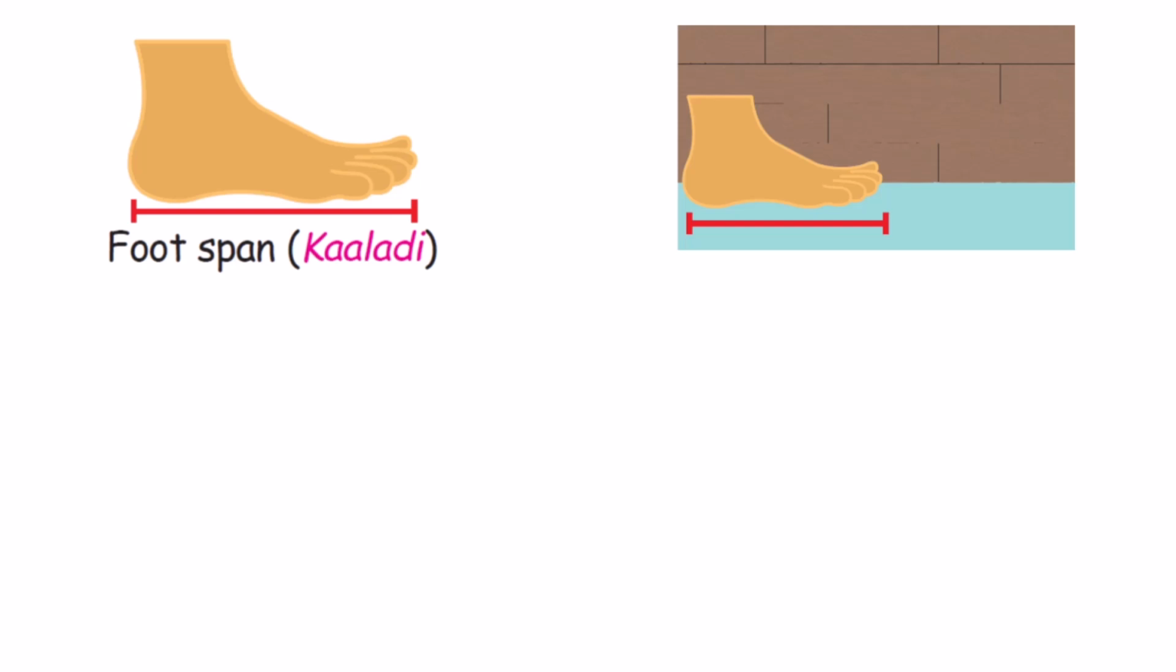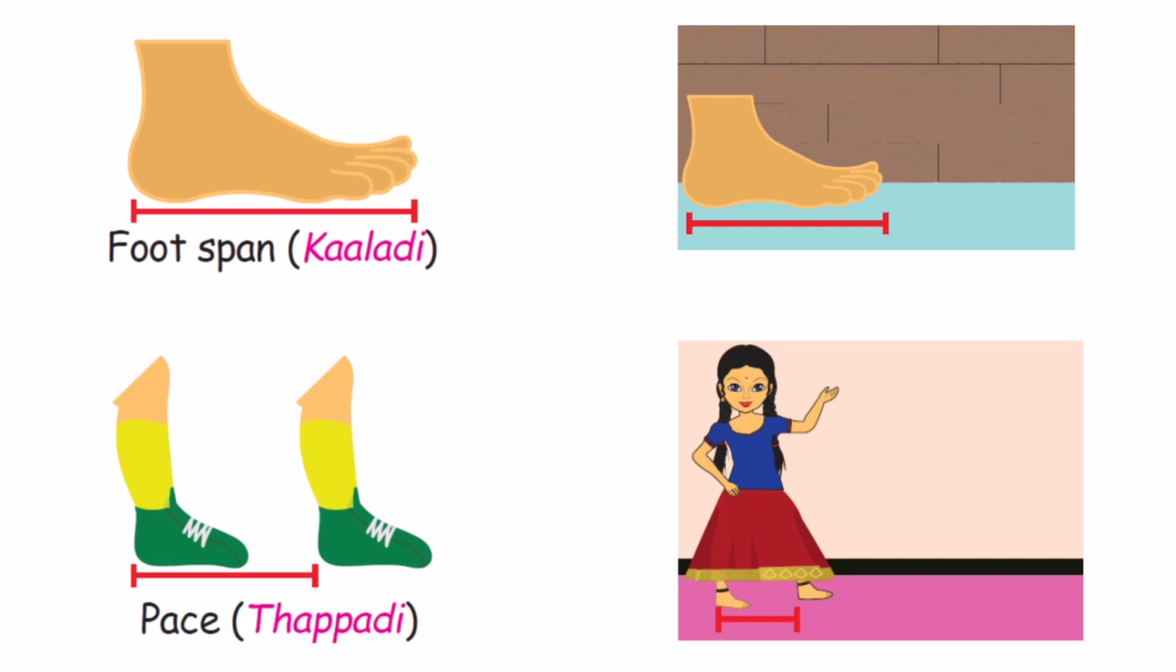Next one is pace. Pace is a step taken with the foot. The distance covered in a step. I hope the red line helps you to understand in a better way. Here the length of the floor is measured using pace.